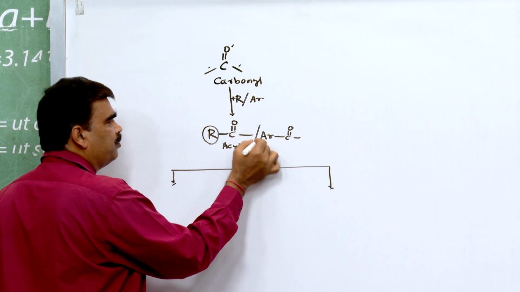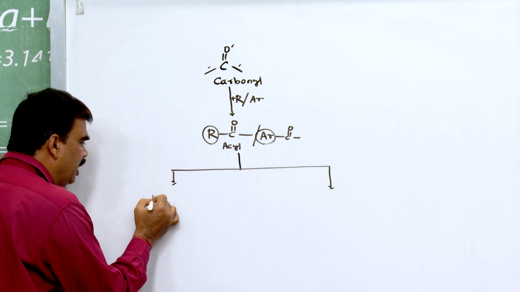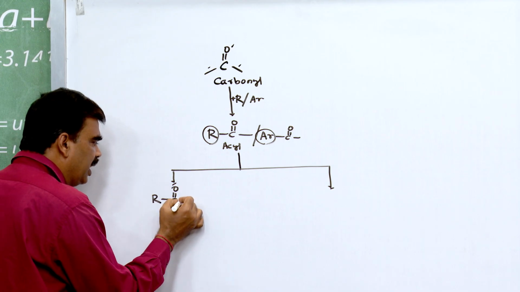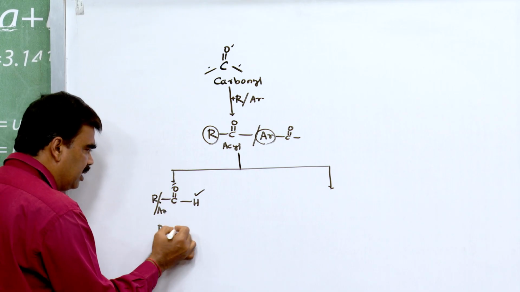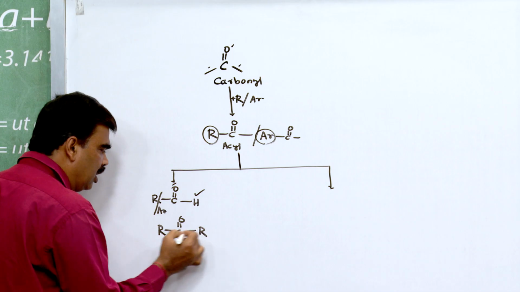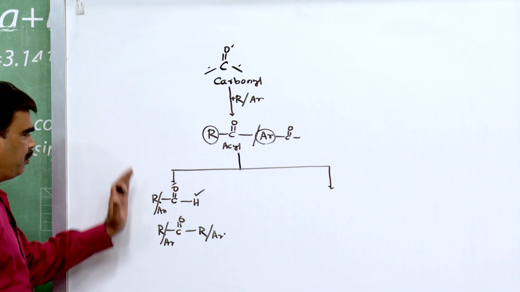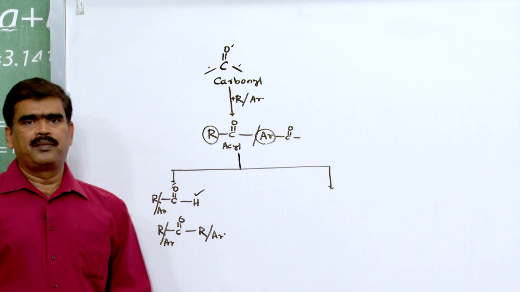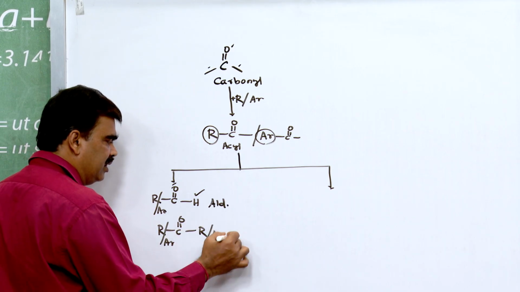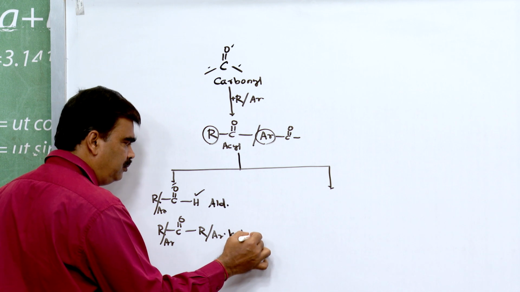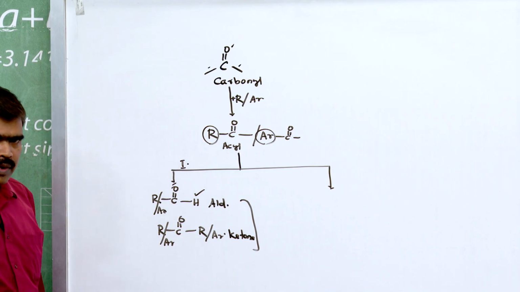This is a permanent group, and one more valence is left free. If to this acyl group, I add hydrogen, or if I add another alkyl group or any aryl group, it forms a class of a carbonyl compound. You know, this is called aldehyde, this is called ketone. So, these are class 1 type of carbonyl compounds.